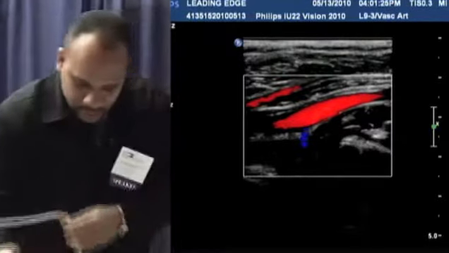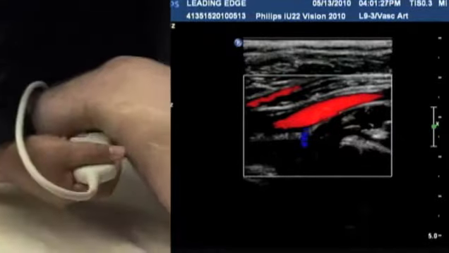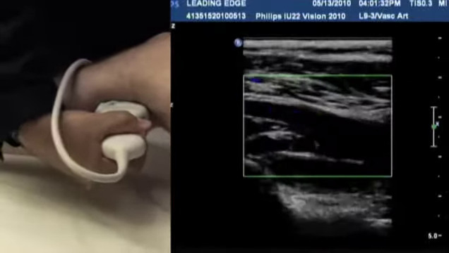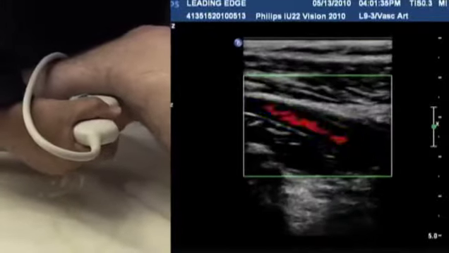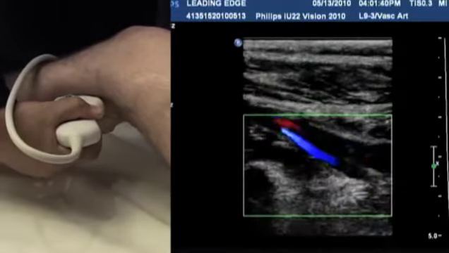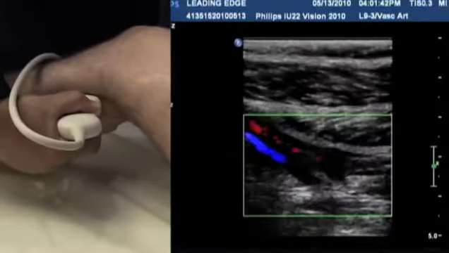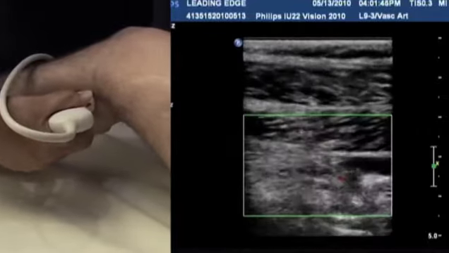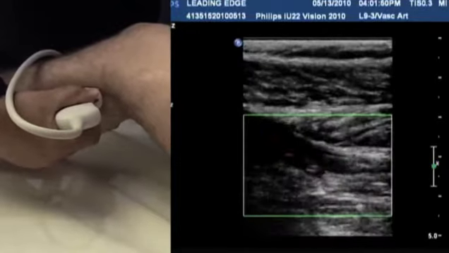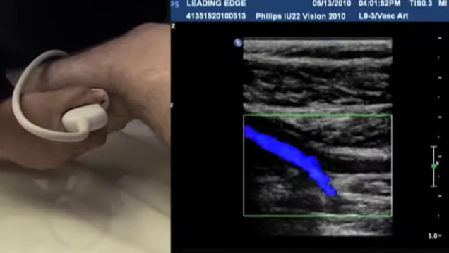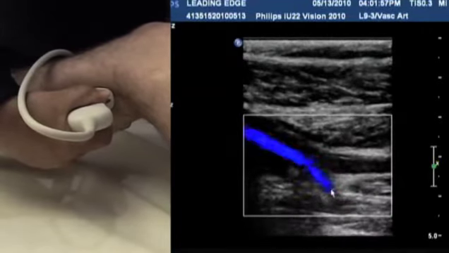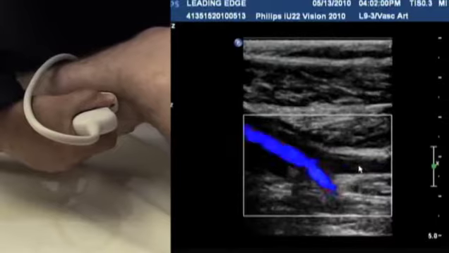So let's go back again. I want to see if I can get a better image of the origin of the anterior tibial artery. Let's see if we can do that in him. Okay, here we go. A little bit more of a medial approach here. And what you're seeing in this case is the anterior tibial artery here. This is the tib-peroneal trunk.